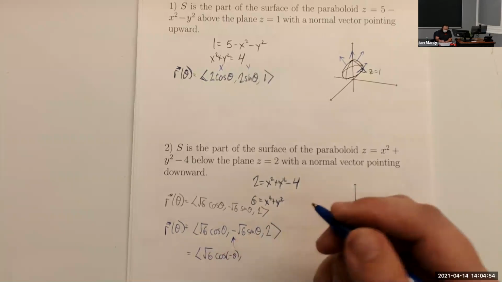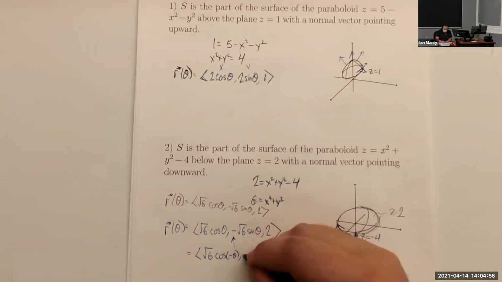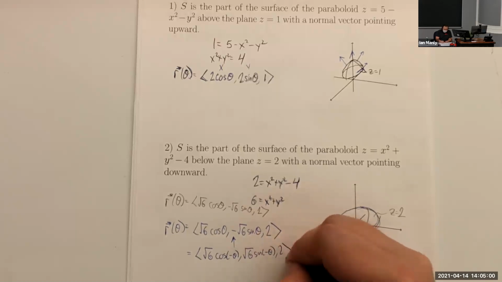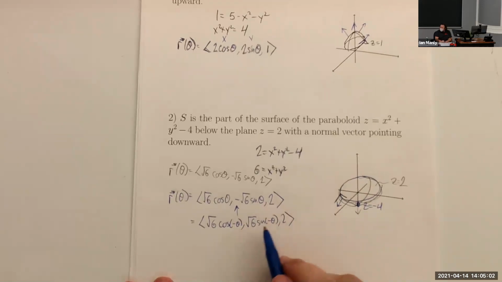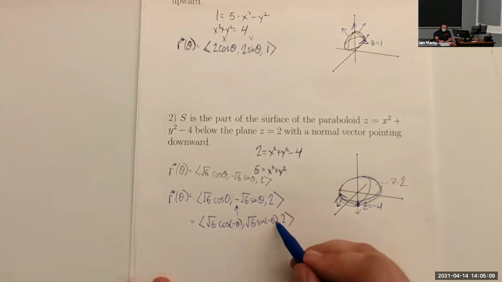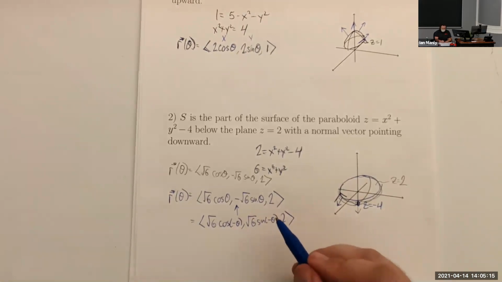So this is cosine of negative theta, and sine is an odd function. So this is sine of negative theta. And when we have negative theta, this means that we go around the opposite way. So we're spinning normally with just a regular theta, we go counterclockwise, but with a negative theta, we will end up going clockwise right here.